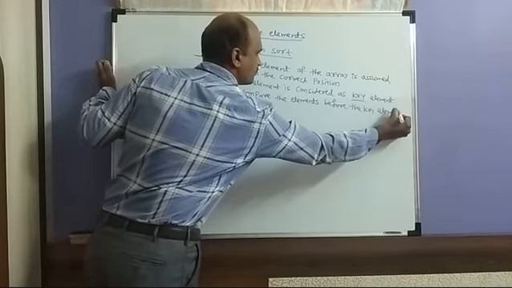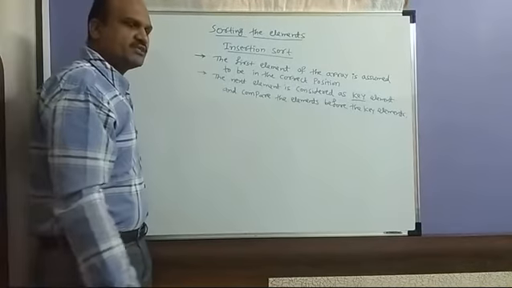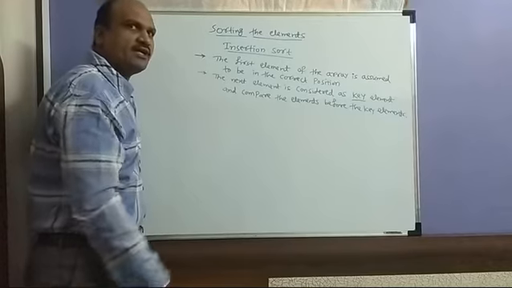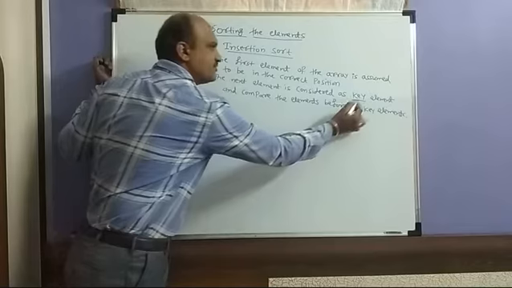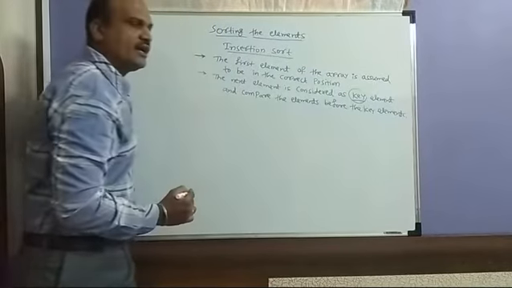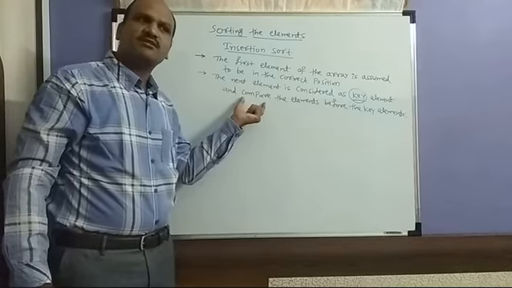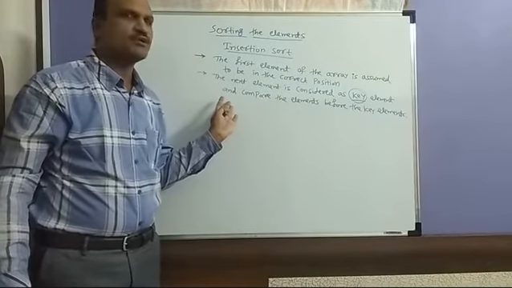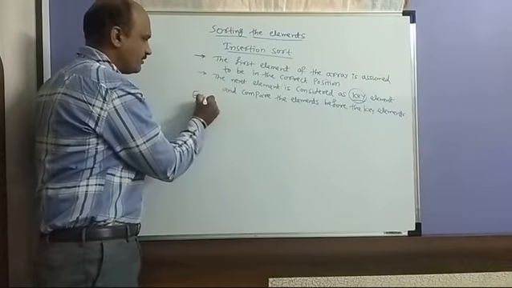So first, the first element which is present in the array, you should assume it is in the correct position, and the next element in the array is considered as the key element, and from that key element you have to compare with the elements before the key element.